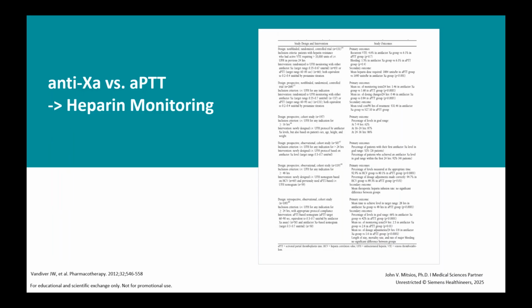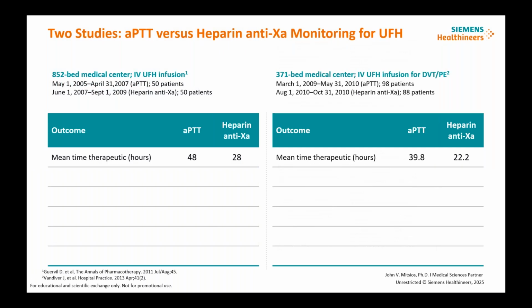This slide just really shows a number of studies that showed the improvement in overall clinical outcomes when using the anti-10A assay. I won't highlight all of these, but I do want to highlight two specific studies. One was done in an 852-bed hospital system, and one in a smaller medical center, which is 371 beds. The reasons for hospitalization were slightly different, but nevertheless, they wanted to directly compare the APTT versus the anti-10A assay, and they assessed a number of outcomes.